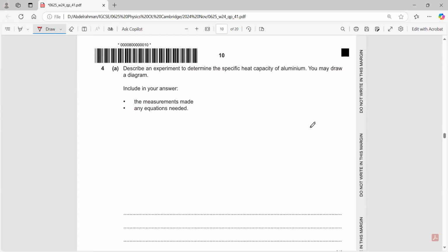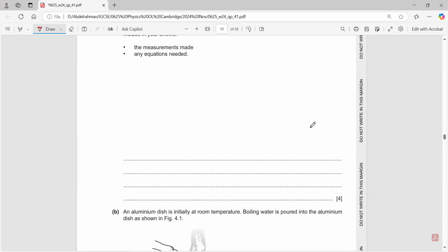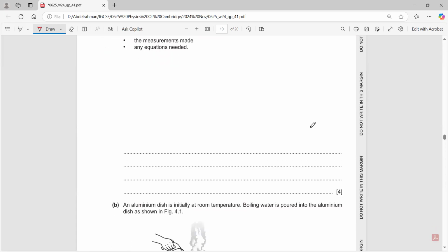Describe an experiment to determine the specific heat capacity of aluminum. You may draw a diagram. We don't need to draw the diagram. But how can I find the specific heat capacity of aluminum? What is the specific heat capacity, c? We know that E equals m c delta T. How can I find c? c would be equal to E over m delta T.